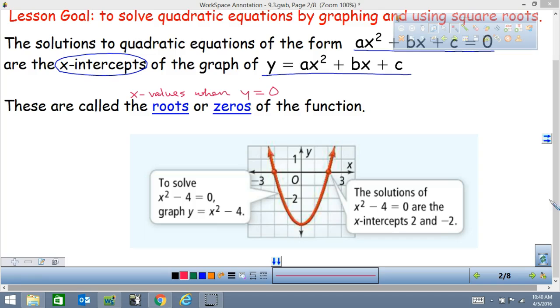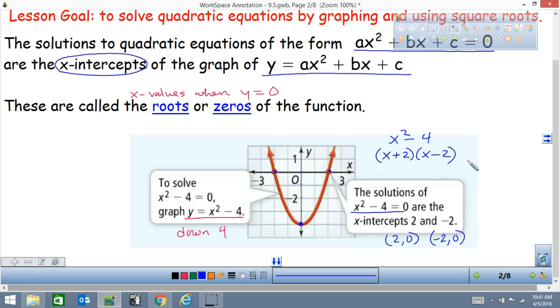So looking at this graph, we have y equals x squared minus 4. That's our parent graph, and we translate it down 4. So we start at 0, 0, and we bring it down 4. Now it has x-intercepts at negative 2 and at positive 2. So those x-intercepts, 2, 0, and negative 2, 0, are solutions to the equation x squared minus 4 equals 0. Now let's remember how we factor x squared minus 4. That factors to x plus 2 and x minus 2. And we see that when x is negative 2, negative 2 plus 2 is 0, and when x is positive 2, 2 minus 2 is 0.